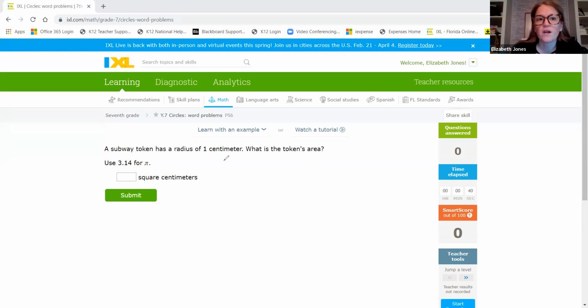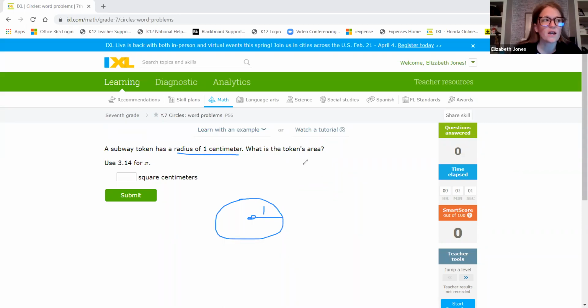Let's do blue. So these are word problems. And for this one right here, we don't have a picture, so I'm going to draw one for us. I highly recommend you guys get in the habit of drawing these pictures just to help you. If we're doing our circle, it tells us that it has a radius of 1 centimeter. So we're going to start in the middle. We work our way out. This is our radius of 1.